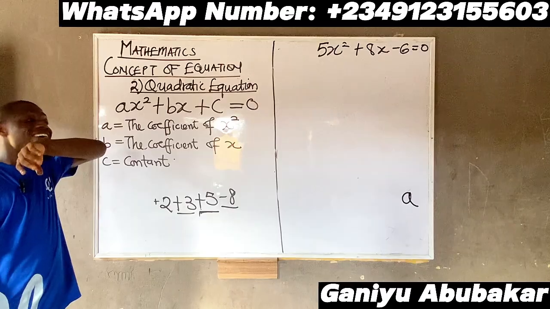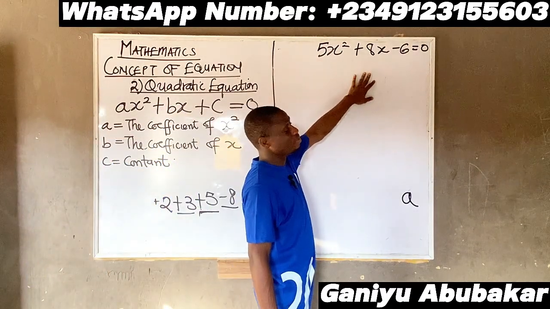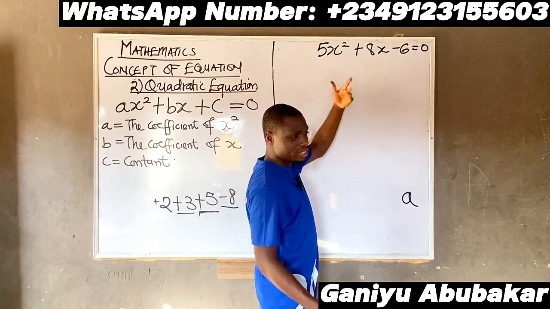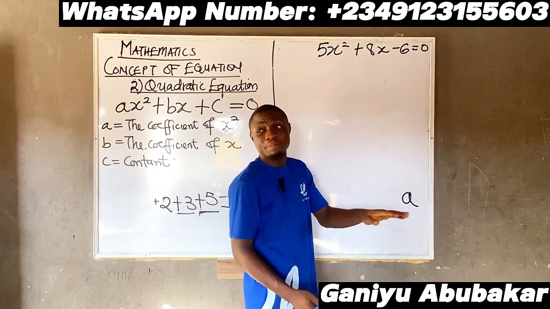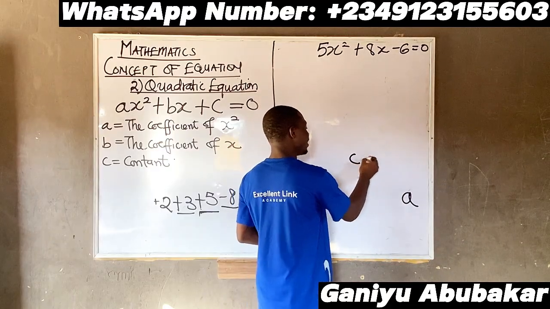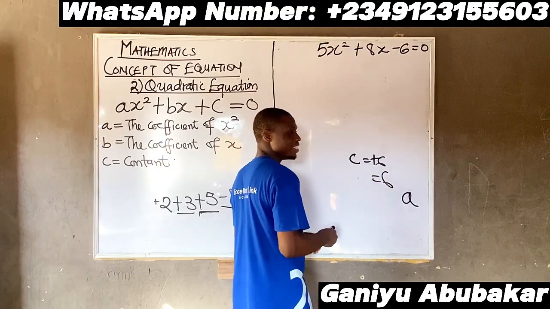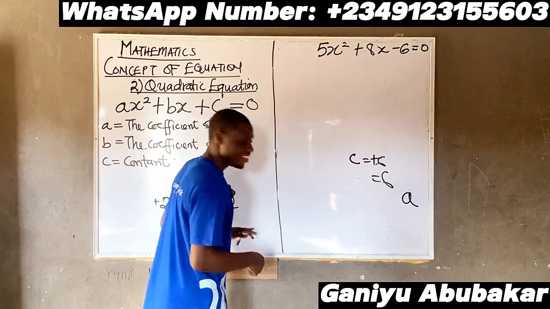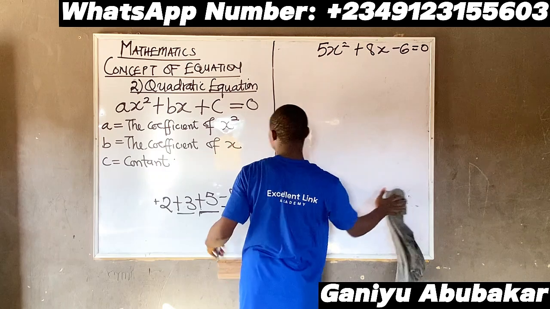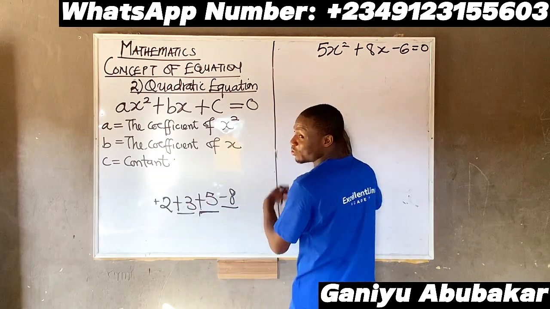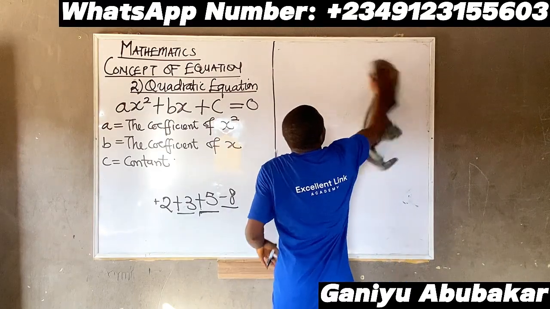Okay, what is the constant in 5x squared plus 8x plus 6? It's 6, and we know it's plus already. Students who say plus 6 are still babies in mathematics. Alright, just make sure you get this. Let me write it down.